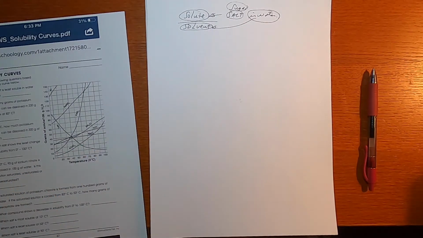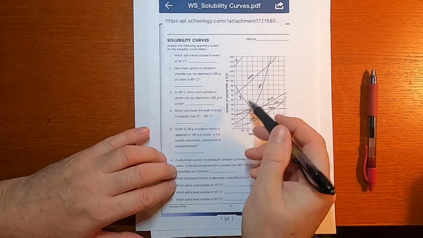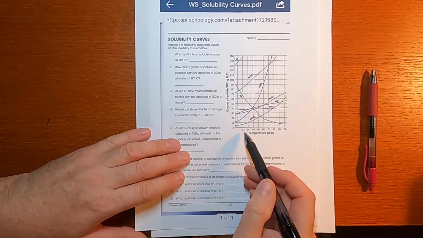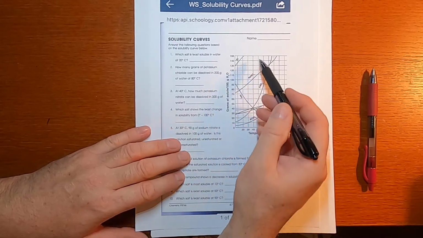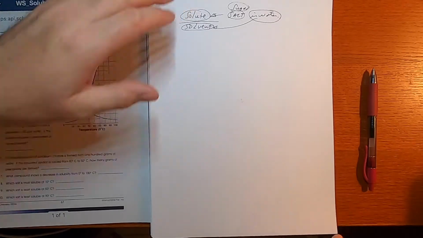Well, some things are not going to dissolve. Some things are. Some things dissolve at different rates, and that's where we get these curves. And as you see, as the temperature changes, things dissolve more or less, and we'll get into that curve in a moment.